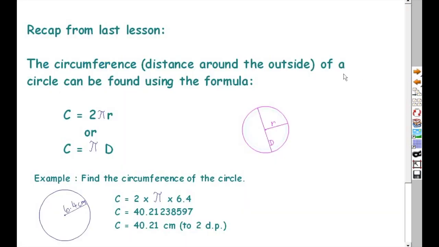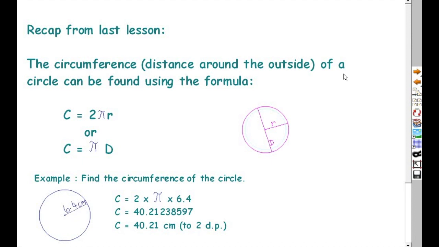From last lesson you will hopefully remember that there were two different formulas for the circumference of the circle. You could either use 2 times pi times r, 2 pi r, or alternatively it was pi d, which is pi times the diameter.